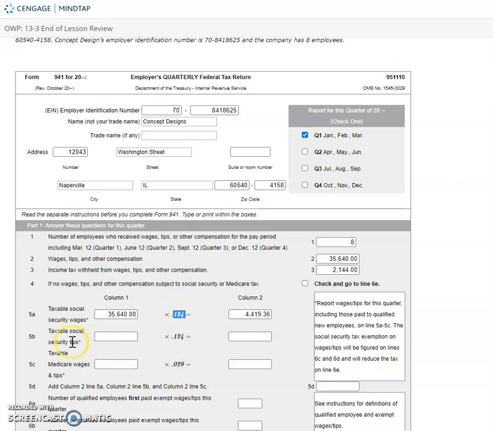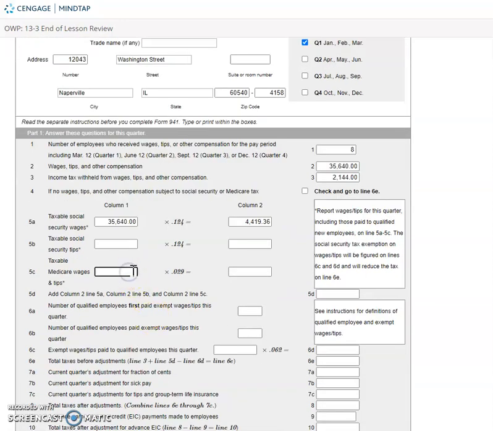Next line then is taxable Social Security tips. Directions don't tell us anything about tips, so we're simply going to put in a 0. What I always say with MindTap is put those zeros in. If you notice, when I put that 0 in and then I click out of that cell, it deletes it. It will keep that 0 if it wants it. Otherwise, it deletes it. So I would rather put the 0 in just in case they want that 0.